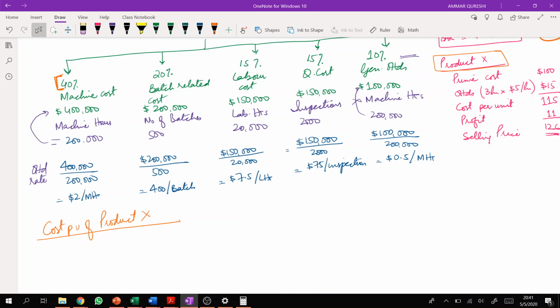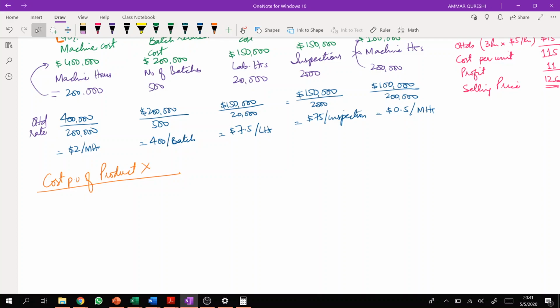Now we need prime cost, which is the same in both cases. The difference is not on the basis of prime cost. This difference between absorption and ABC is in the distribution of overhead, right? So what we need to do now is gather information about product X regarding four factors. We need to calculate how many machine hours are required for the product, how many batches, how many labor hours, and the number of inspections, right?